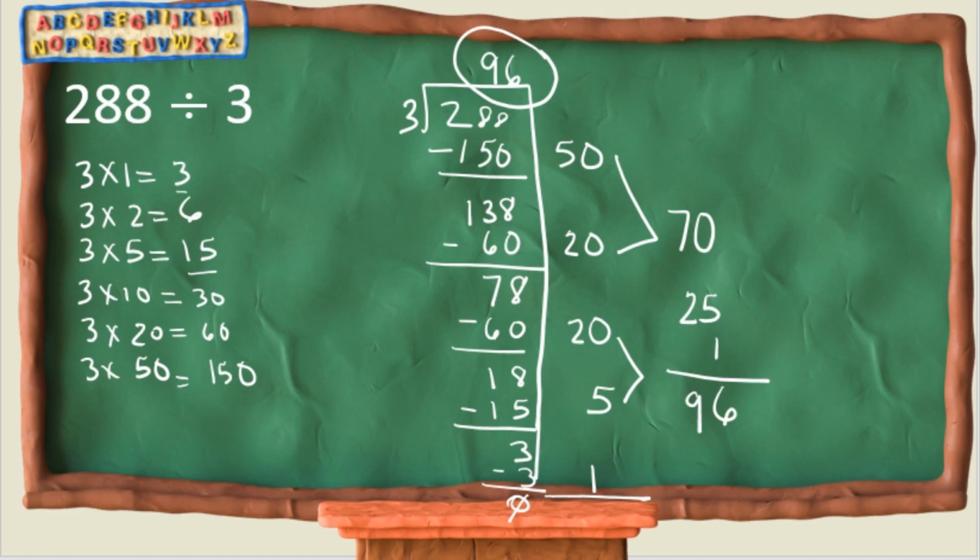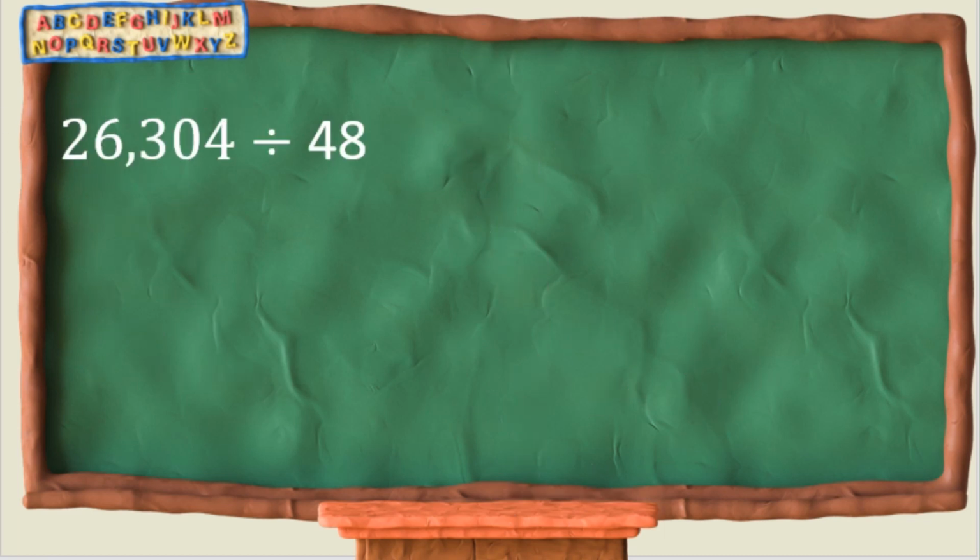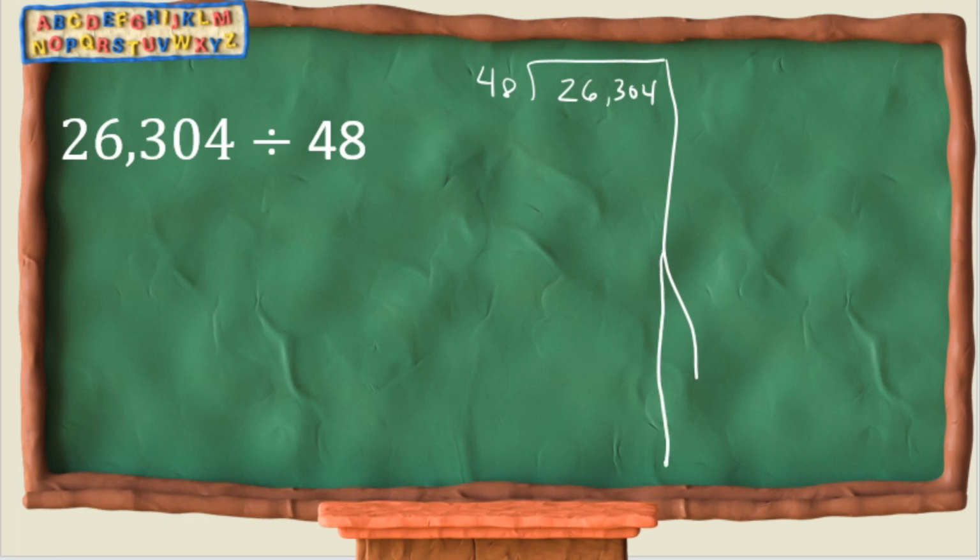Let's try a problem with a more difficult dividend and divisor. So again, you want to set up your problem, 48 into 26,304. You want to draw your line for all of your partial quotients. Let me clean that up a little bit.